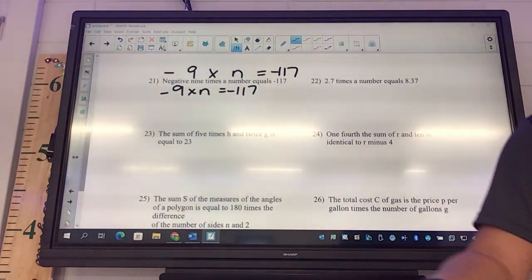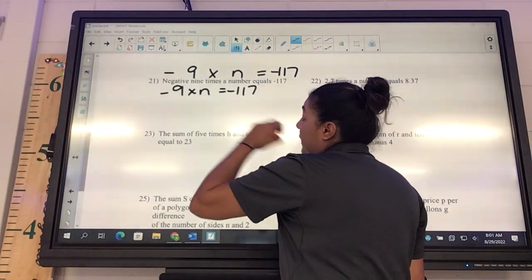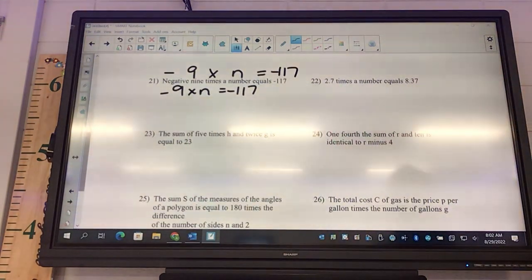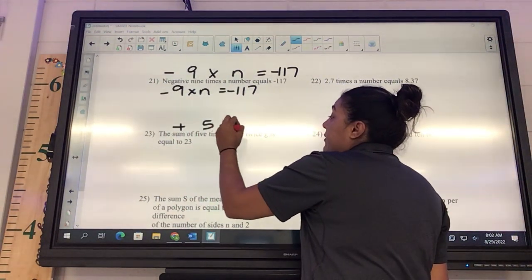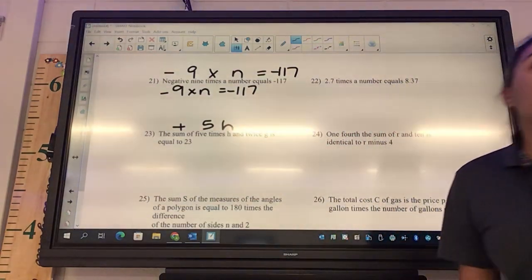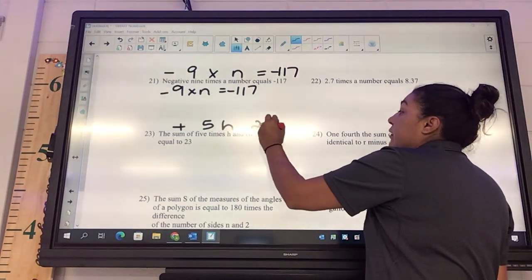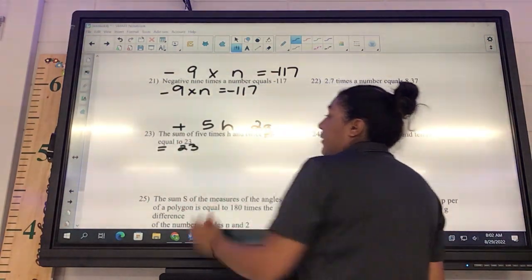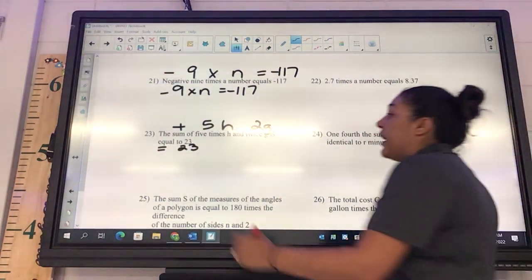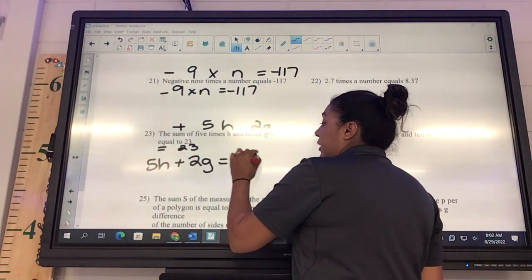The sum, what's sum mean? The sum of 5 times h and twice g is equal to 23. Okay, so we got add 5 times h and twice, what's twice mean? It means multiply by what? 2. Okay, twice g. So you can say 2g is equal to 23. Okay, so it should be 5h plus 2g equals 23.